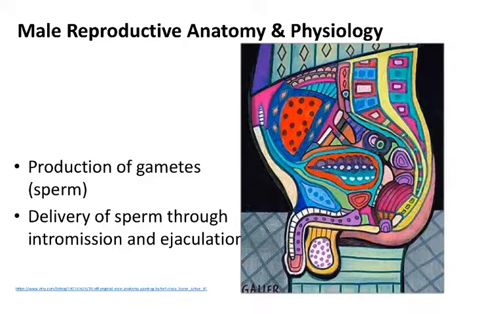So as I said in the first part of the lecture, the function of the reproductive system is the production of gametes, which in the case of males are sperm, as well as the delivery of sperm through intromission, which is the technical name for insertion of penis into the vagina, and then ejaculation, which usually is accompanied by orgasm.